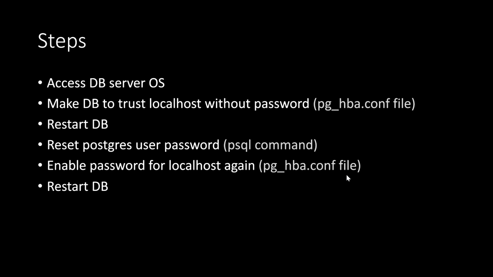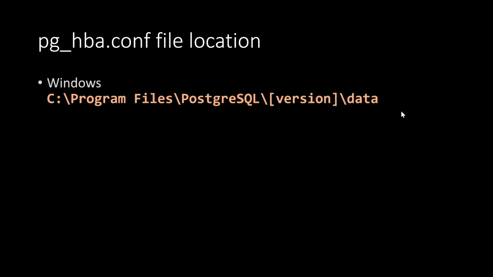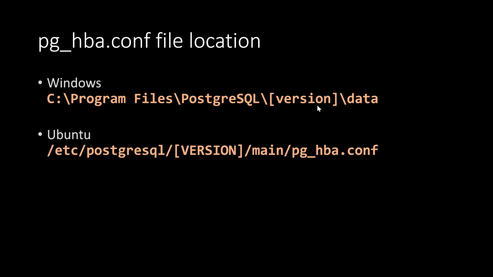Now let's see this in action. After you access the DB server's operating system, we need to access this pg_hba.conf file, right? In Windows, this file can be present in C:\Program Files\PostgreSQL\ and the version of PostgreSQL, like 16, 15, then \data. And in Ubuntu, it would be present in /etc/postgresql/, the version of PostgreSQL, /main/pg_hba.conf file. For our demo, we will use the Windows PostgreSQL.